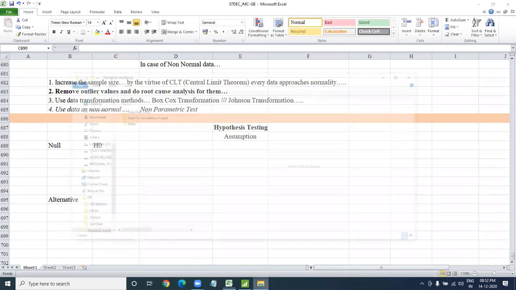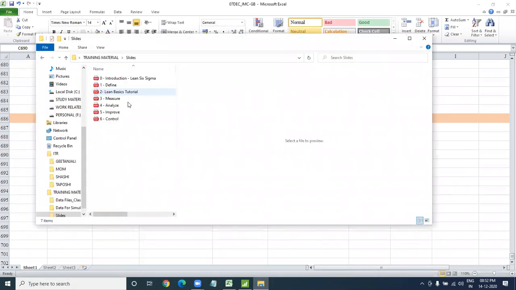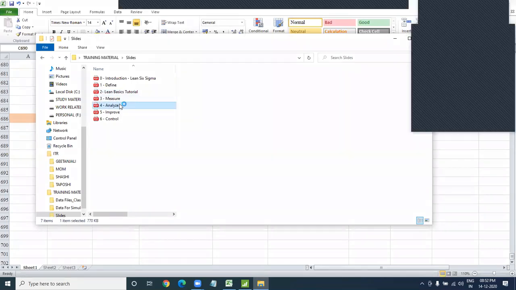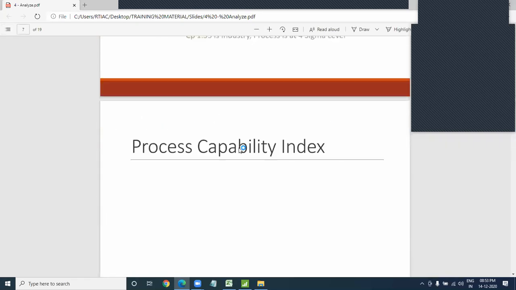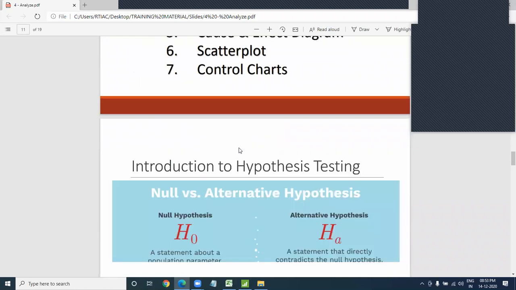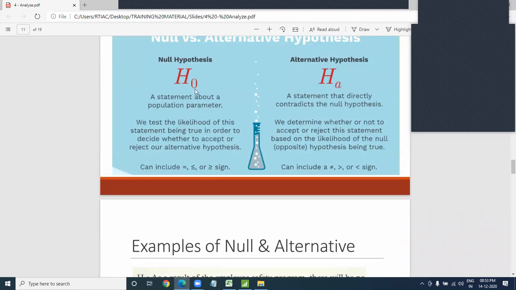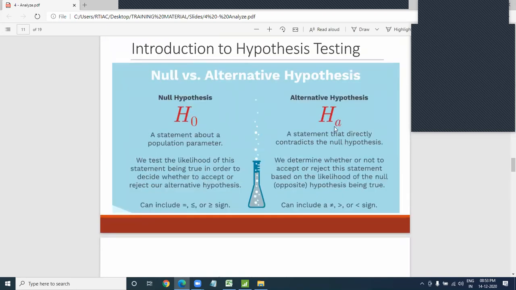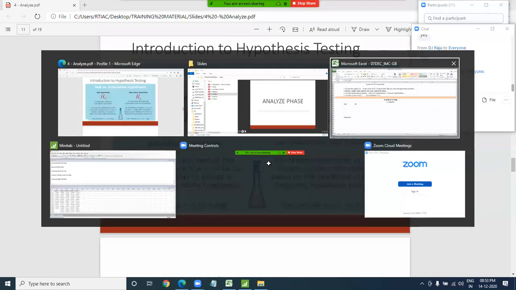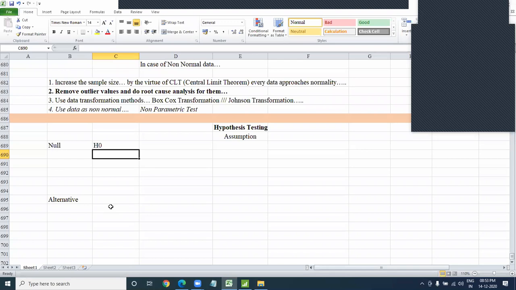Let me just bring the slides in here so that I'll probably be able to show you how it looks. The symbols should be clear, so that whenever we come across H naught, that's the null hypothesis: H and a small zero at the bottom of it. And the alternative hypothesis is H with a small a at the bottom. When you see the symbols, you should know whether we're talking about the null or the alternative hypothesis.